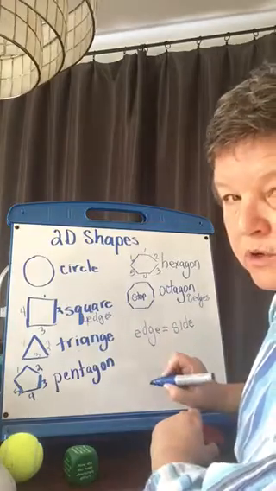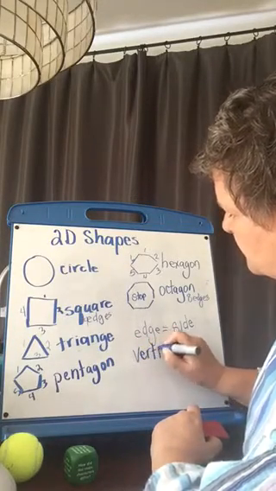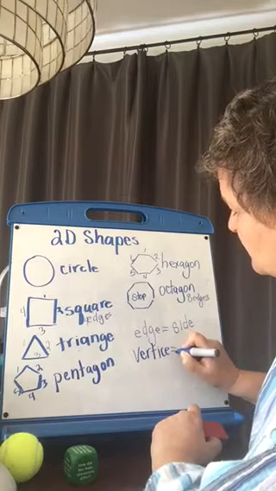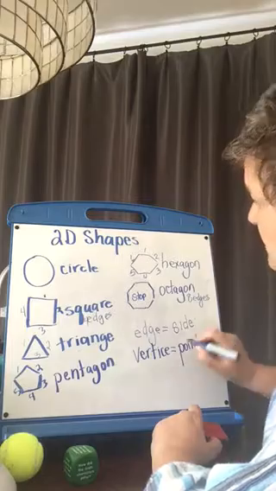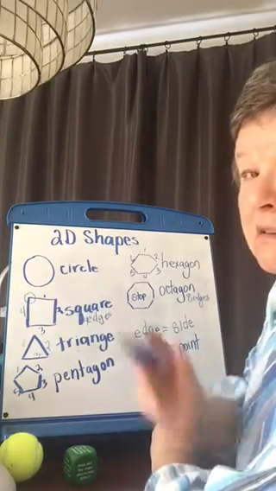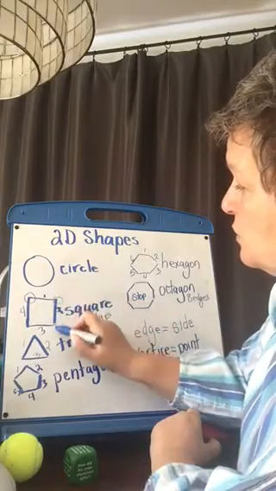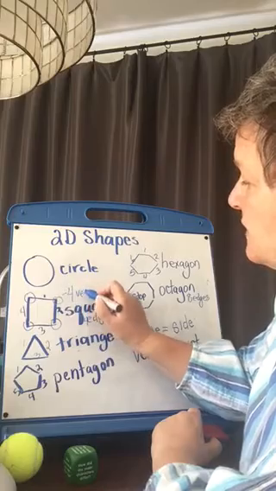Now another important word about 2D shapes is vertices. And a vertice is like a point. Where do the edges join? On a square? 1, 2, 3, 4. So we have 4 vertices.